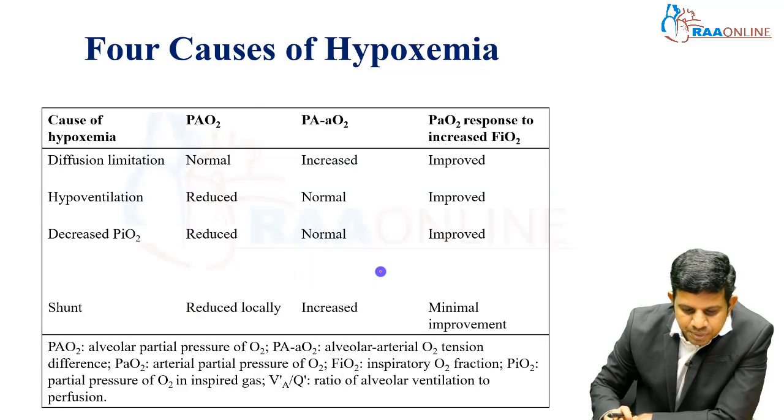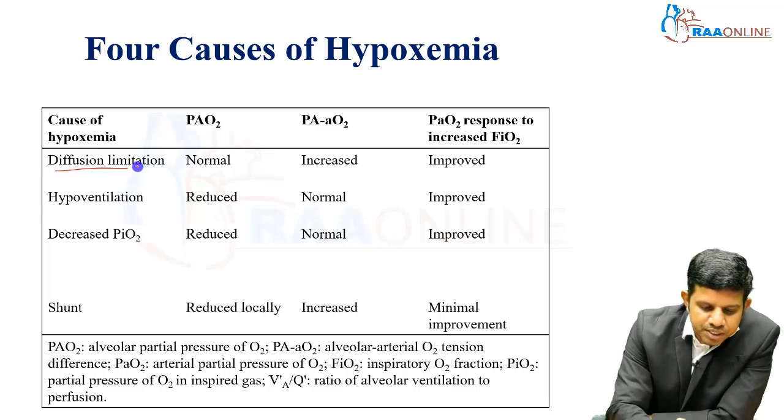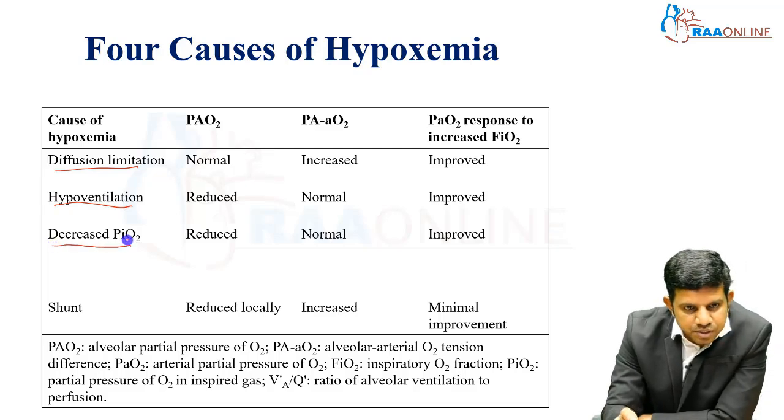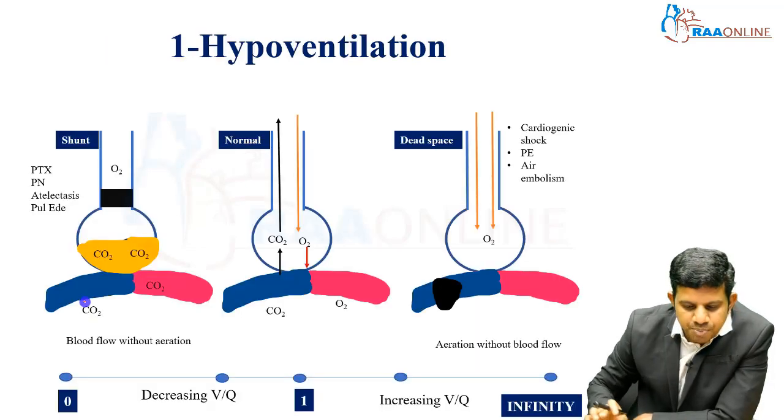Already we discussed that there are two types of respiratory failure, identified by hypoxia and hypercapnia. First we will go with the hypoxia. There are four most common causes of hypoxia. One is diffusion limitation, second is hypoventilation, third is decreased partial pressure of inspired oxygen, and fourth is shunt. So first we will start with hypoventilation.